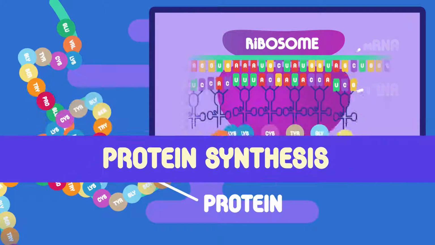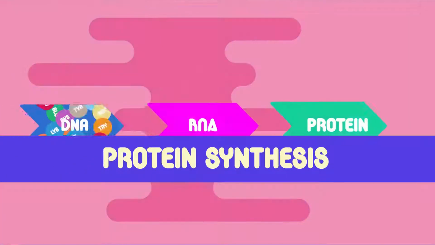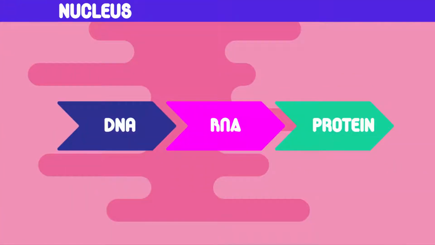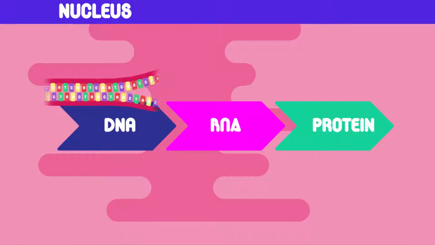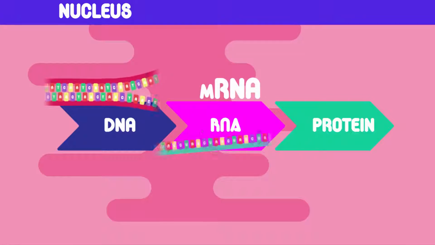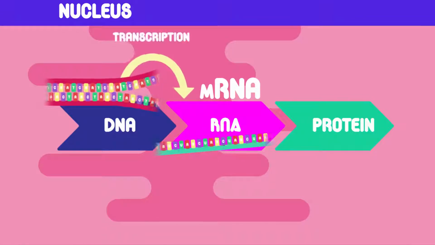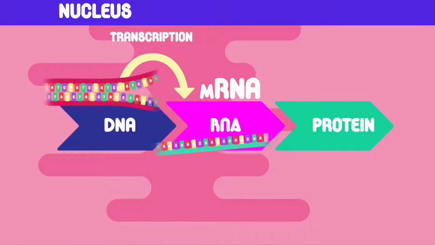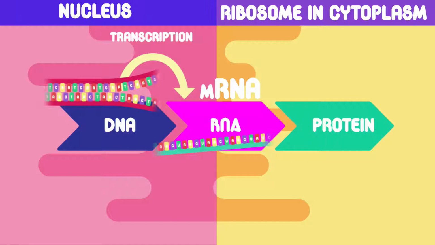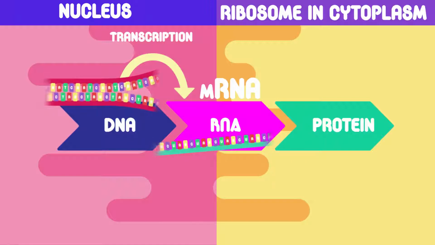So there we have protein synthesis. Inside the nucleus, the DNA molecule is unzipped from around the gene by DNA polymerase. The DNA is then replicated and mRNA is formed in the process of transcription. The mRNA has to travel out of the nucleus and into the cytoplasm, where it binds with a ribosome.